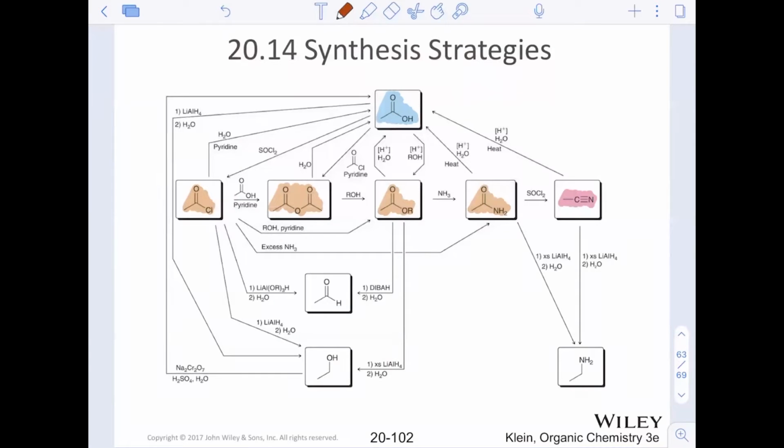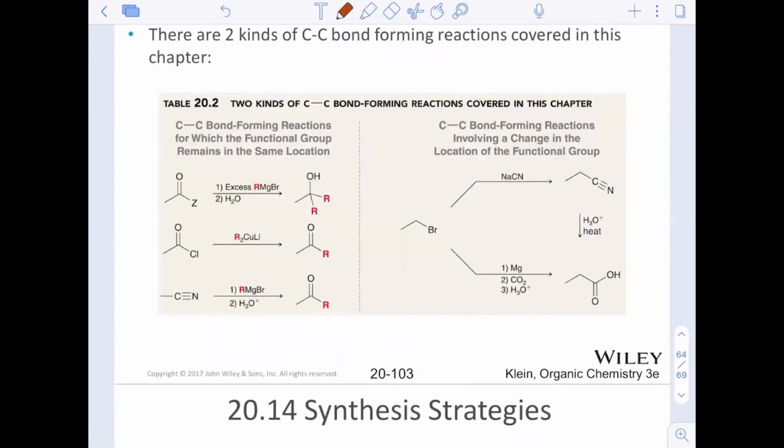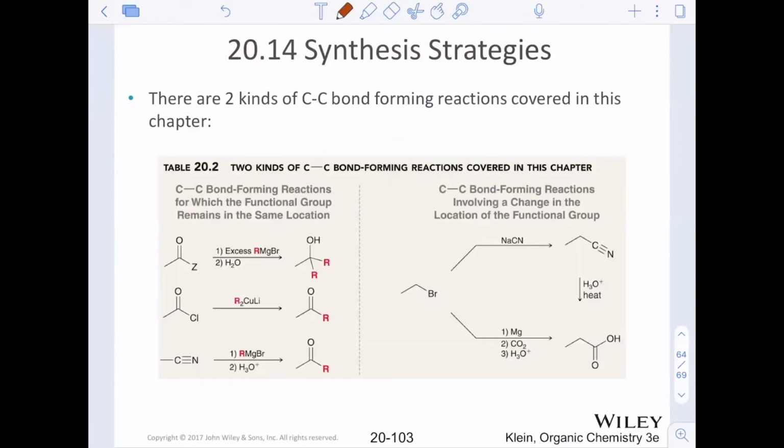We have a lot of functional group change. Peppered in throughout all of these, we do see Grignards being able to add on carbon chains. So that's something to always remember as being possible. Not in this flowchart, but important for this chapter. Two kinds of carbon-carbon bond formations that we covered, Grignards being the most important, nitriles being the second as important.